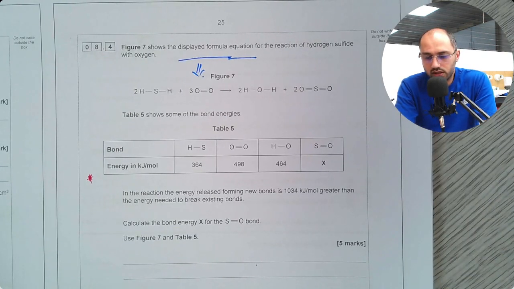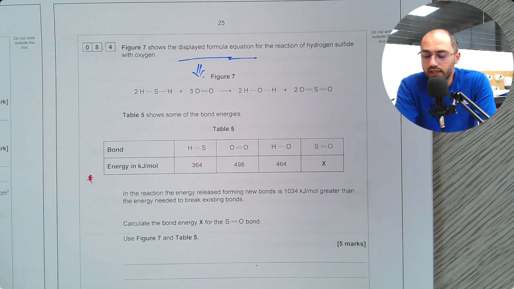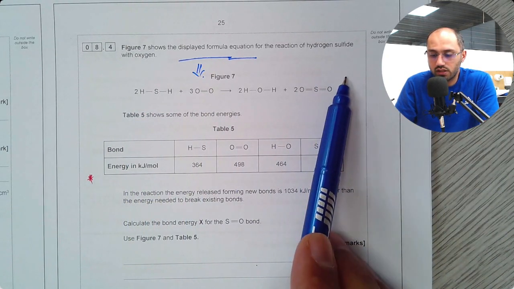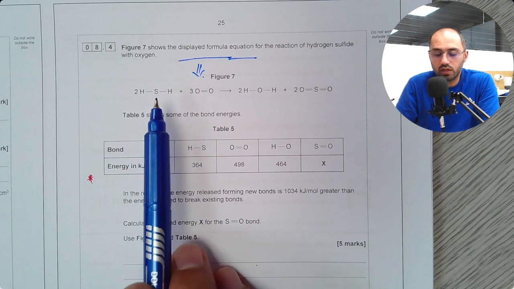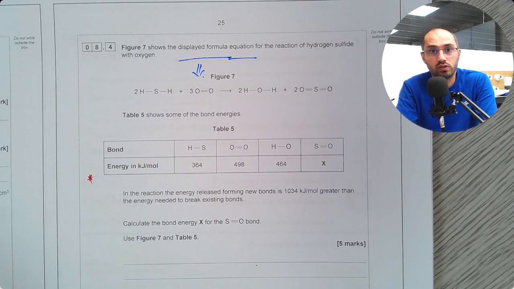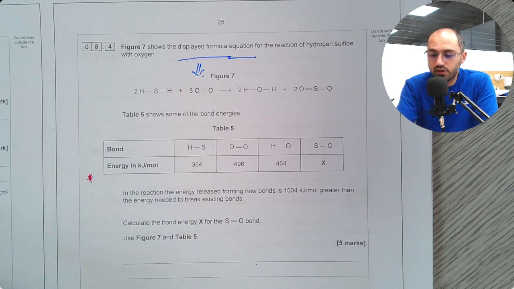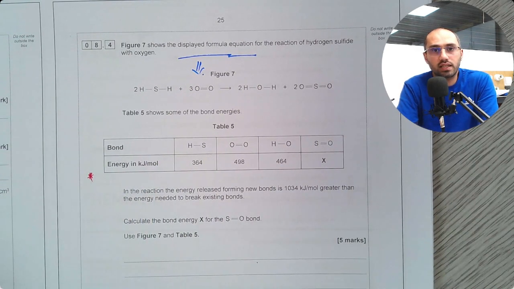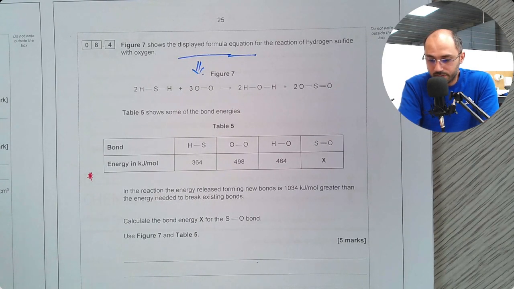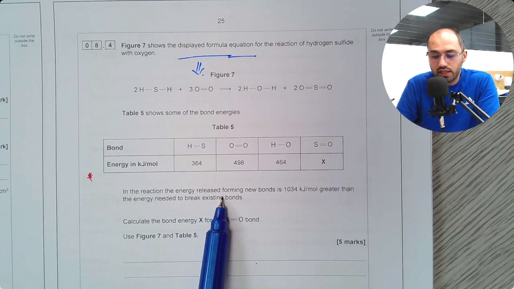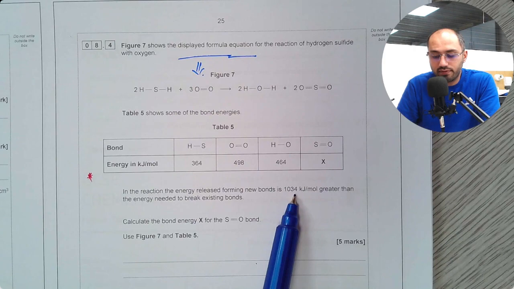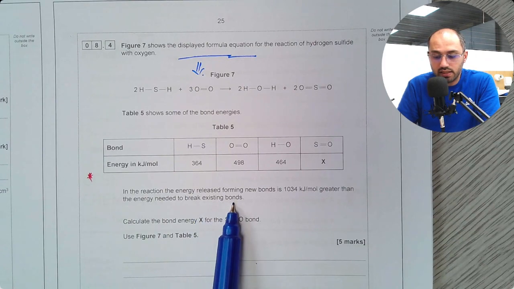The last part of the question says figure 7 shows the displayed formula equation for the reaction of hydrogen sulfide with oxygen. So we've been given a displayed formula equation, and we can make use of this to work out the amount of covalent bonds and their type on the reactant side as well as on the product side. Here it says table 5 shows some of the bond energies. This table is basically telling us the amount of energy that we will need to supply for breaking each type of bond. It says in the reaction, the energy released forming new bonds is 1034 kilojoules per mole greater than the energy needed to break existing bonds.